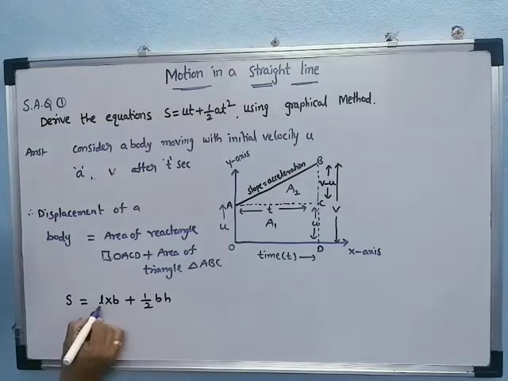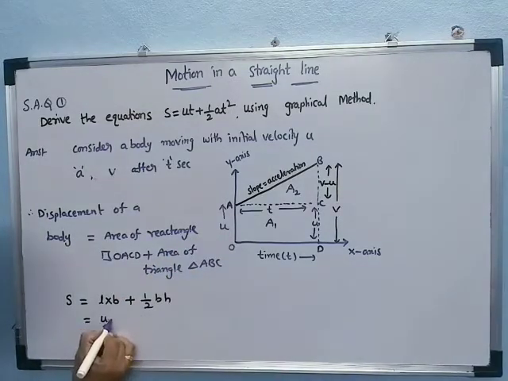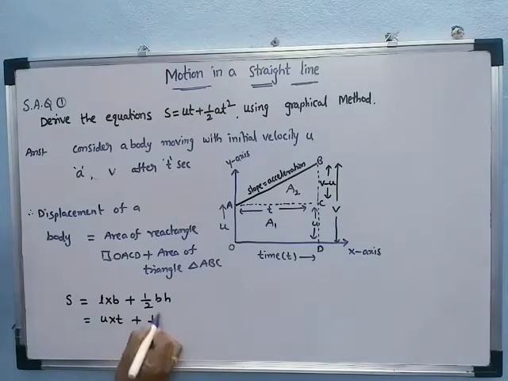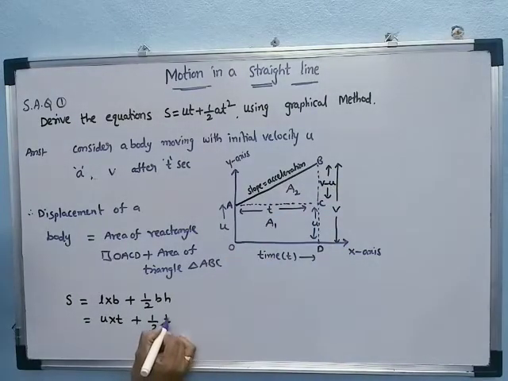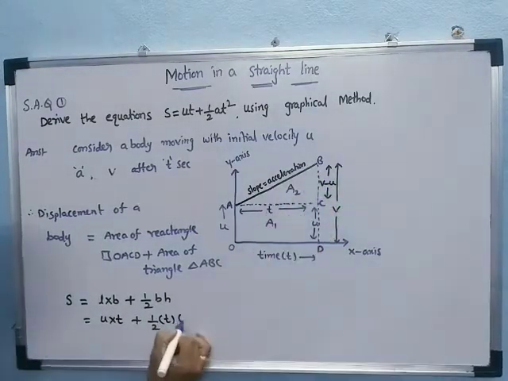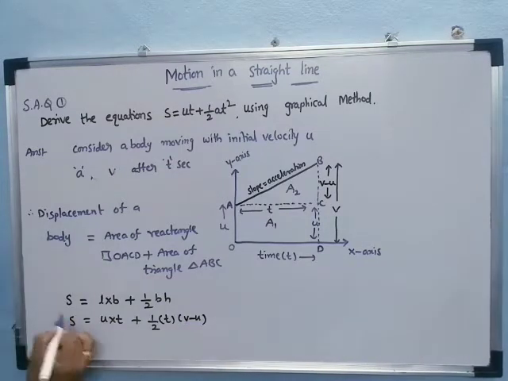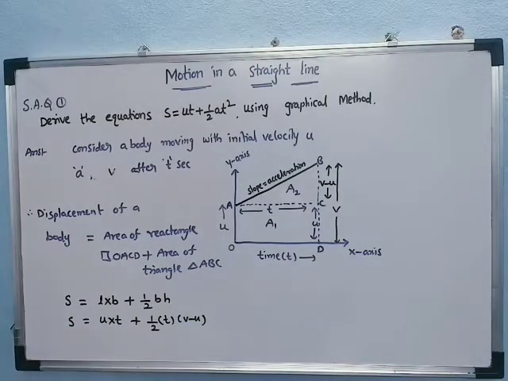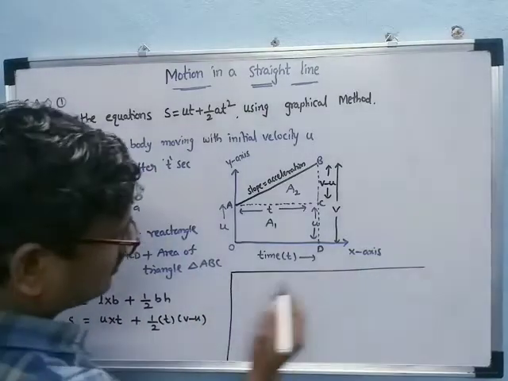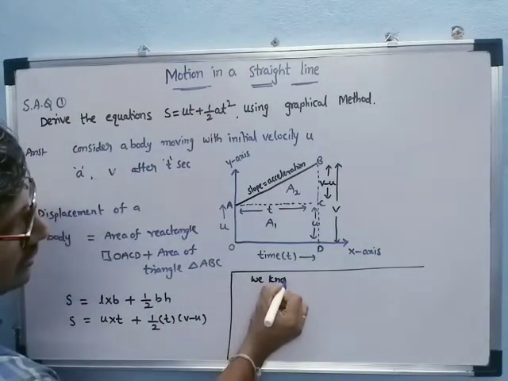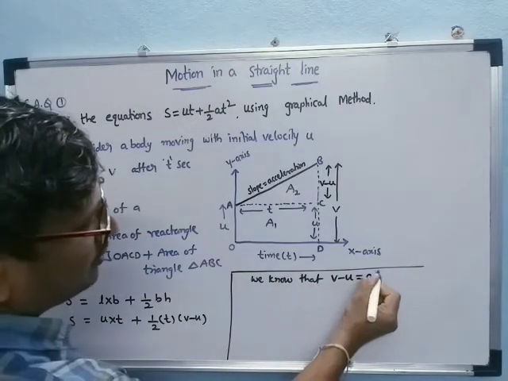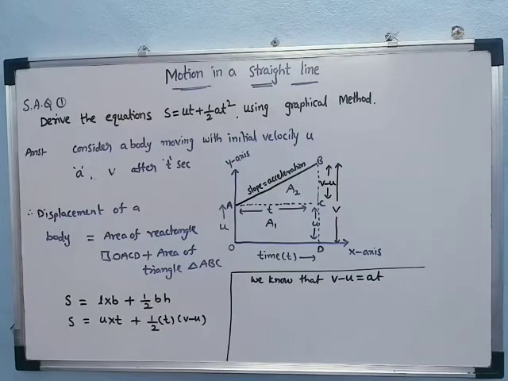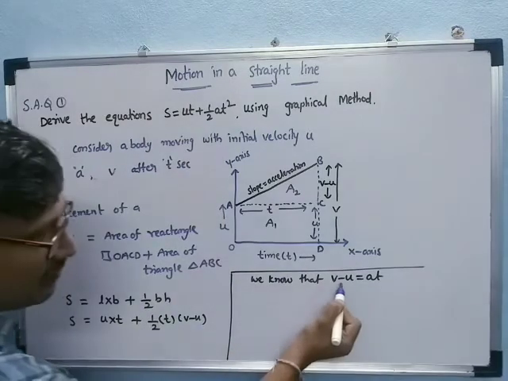Now you can write: the length is u, the breadth is time t, plus for the triangle, half into the base, which is t, and the height is v minus u, equal to s. But we know that v minus u is equal to at.